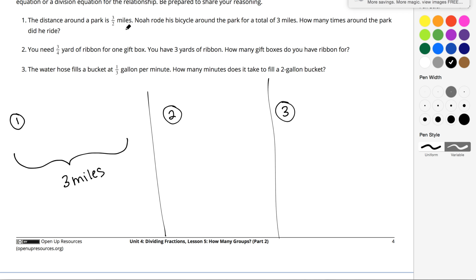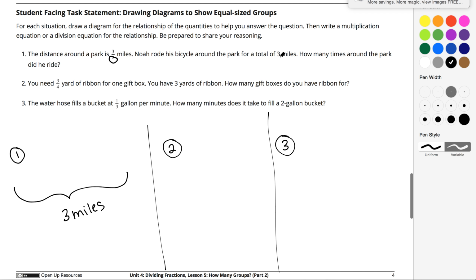So notice 3 over 2 has a denominator of 2. 3 doesn't have any denominators. Technically, it's got a denominator of 1. 3 over 1. I want to make that 2 match 3 over 1. So I'm going to change this 3 over 1. I'm going to multiply both pieces by 2 to get 6 over 2. So I'm going to think about this as 6 over 2.